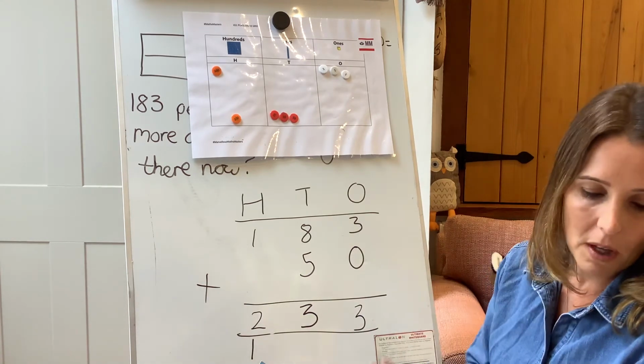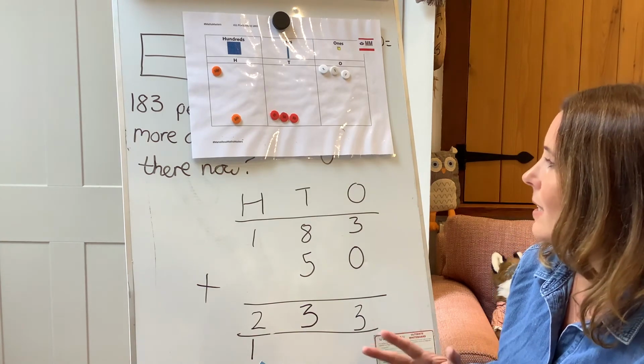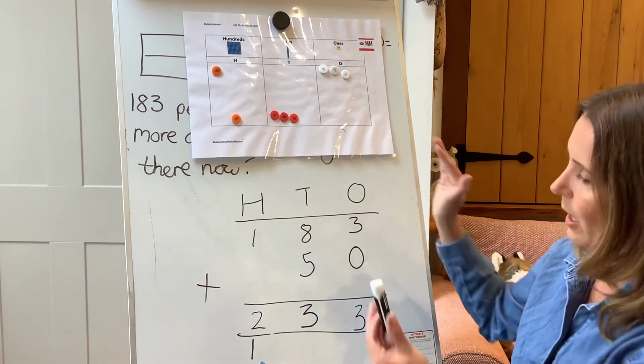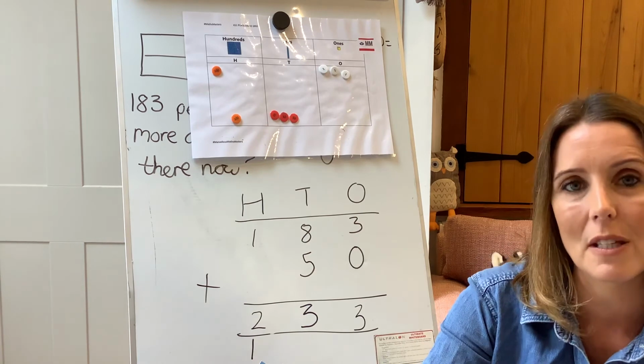Okay, so use place value counters, use your base 10, try and do it. You can do it the expanded addition method, or you can do it in the short formal addition method. It's up to you, depending on your confidence and where you are.